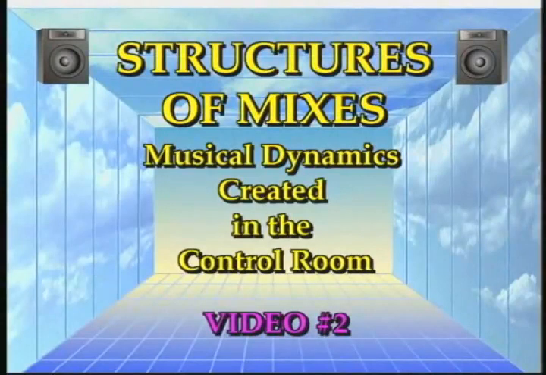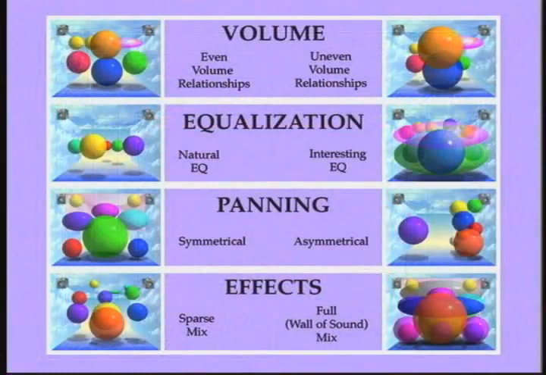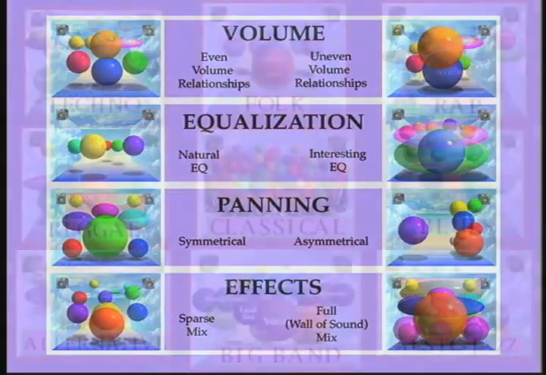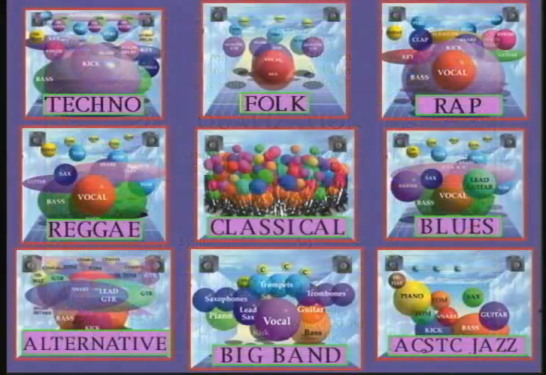Now that we have visually mapped out all the equipment in the studio, in the third video, Musical Dynamics Created in the Control Room, we can now show how all of the equipment can be used together to create different styles of mixes. We can show the common structures of mixes used for different styles of music and different types of songs. Once you see all that can be done in the studio to create different types of mixes, it gives you a perspective on all the possibilities available.